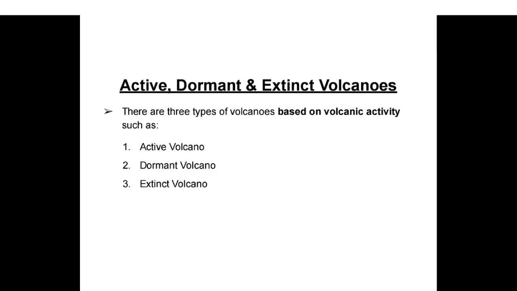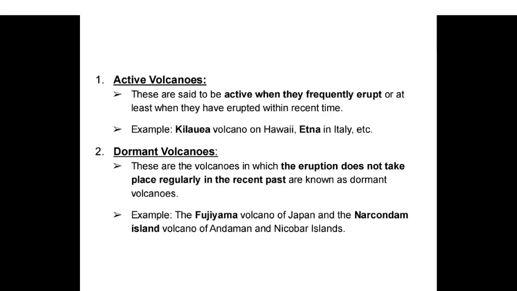Active, dormant, and extinct volcanoes. There are three types of volcanoes based on volcanic activity: active, dormant, and extinct. Active volcanoes. These are said to be active when they frequently erupt, or at least when they have erupted within recent times. Examples: Kilauea volcano in Hawaii and Etna in Italy.